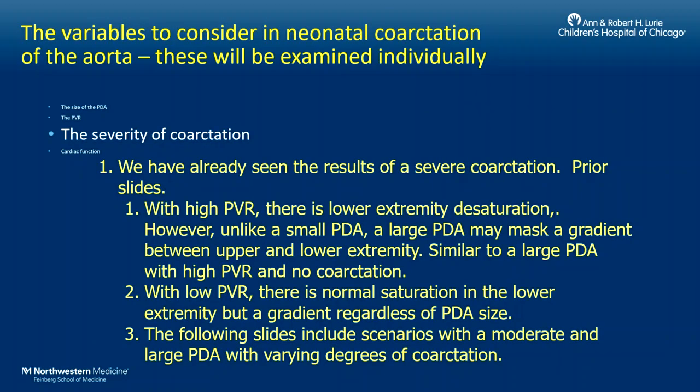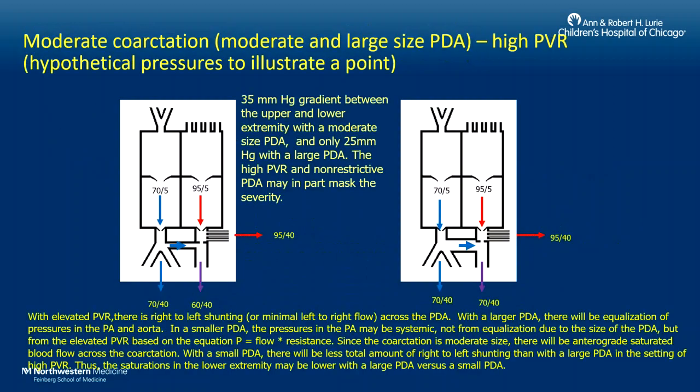So with the severity of a coarctation, we've now seen what happens with severe coarct in the prior slides. With high PVR, there's lower extremity desaturation. However, unlike a small PDA, a large PDA may mask a gradient between the upper and lower extremity, similar to a large PDA with high PVR and no coarct. So it's masked. With low PVR, there's normal saturation in the lower extremity, but a gradient regardless of PDA size. In the following slides, I have some scenarios with moderate and large PDAs with varying degrees of coarctation.